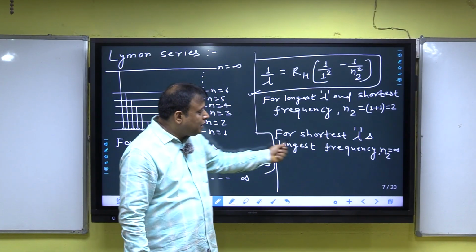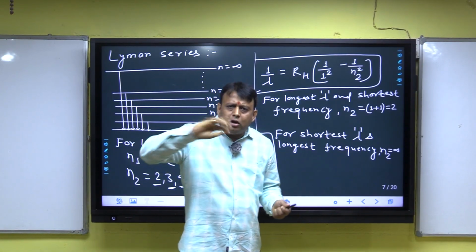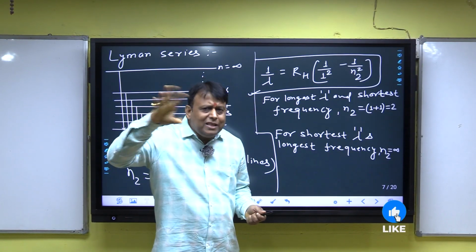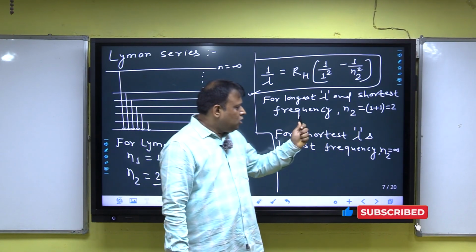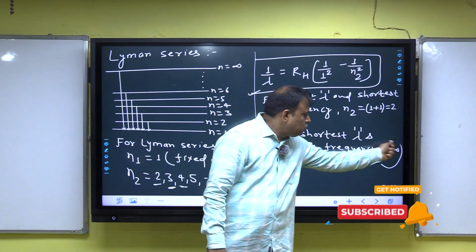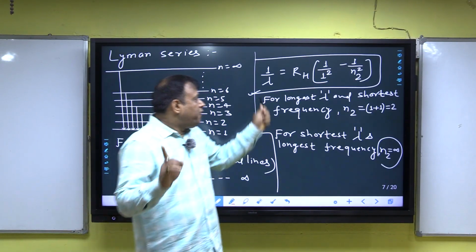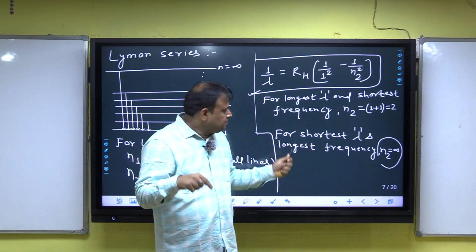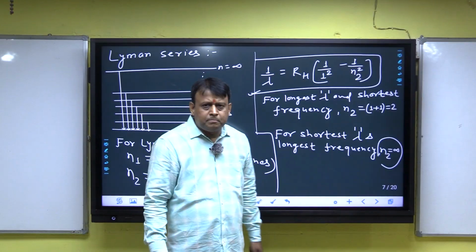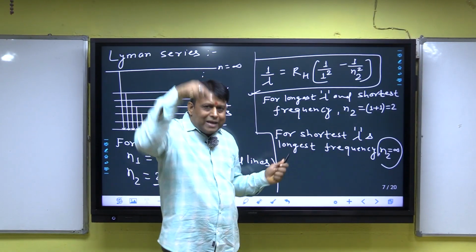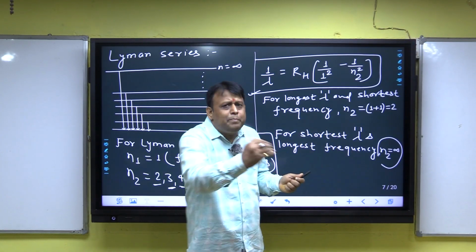But in case of shortest lambda and longest frequency of any series, not only Lyman, Balmer, Paschen, Brackett, Pfund, any series, for shortest lambda and longest frequency, the value of N2 will always be infinity. For any series, I am repeating, shortest lambda and longest frequency, N2 is equal to infinity. And for longest lambda, shortest frequency, N2 is equal to N1 plus 1.